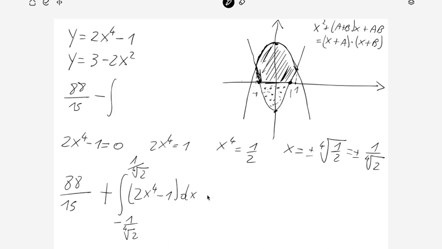Okay, I don't want to do exactly this computation because it is a very easy computation. 2/5 x to the 5 minus x. You compute this quantity and you evaluate in these 2 points and you obtain the result. It will be a weird result with some root and some fifth power, but it is a number, so it is good.